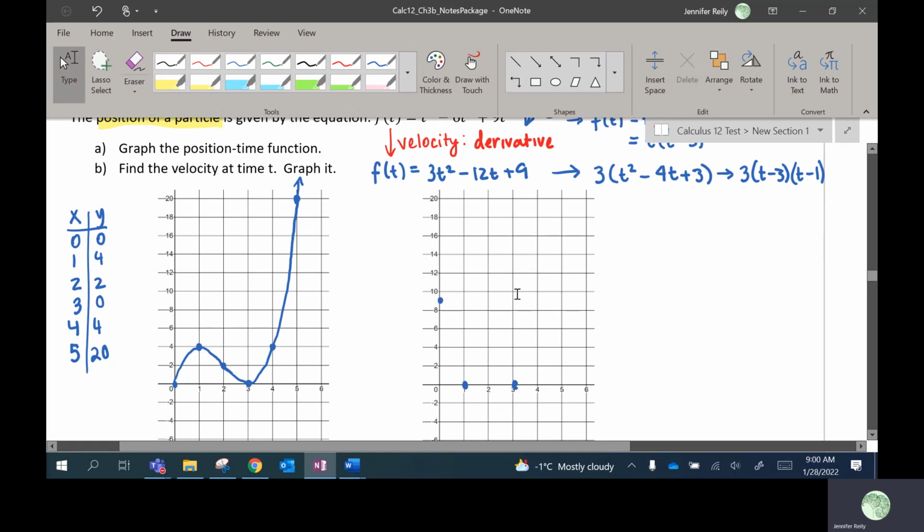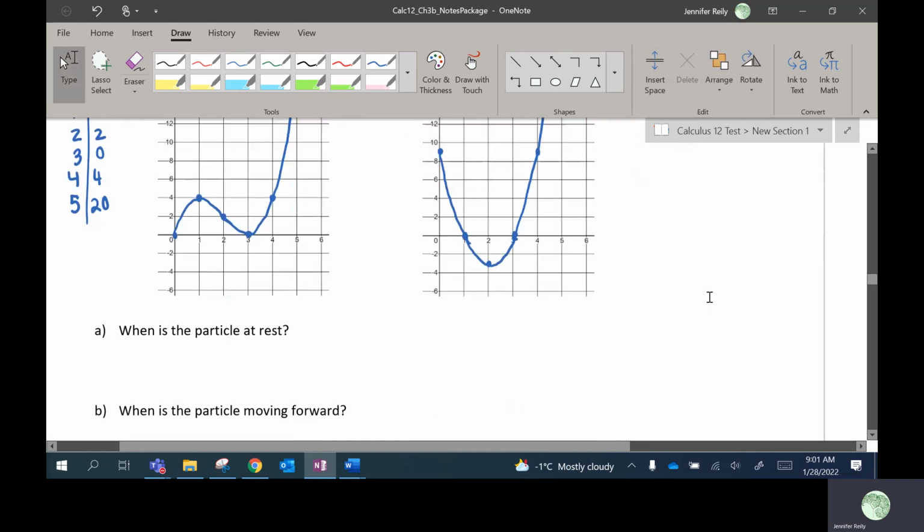So I can see at 2, it is negative 3. At 4, it is 9 again. And we have symmetry on a quadratic equation. Then we have 24, so it's up here. Again, there are no sharp corners. It should be a rounded corner at the bottom. Okay, so there's our velocity graph. So I'm going to label them: the position is the first graph and the velocity is the second.